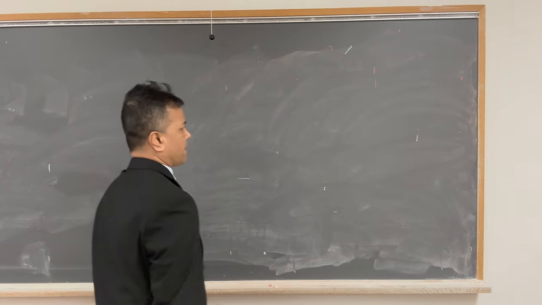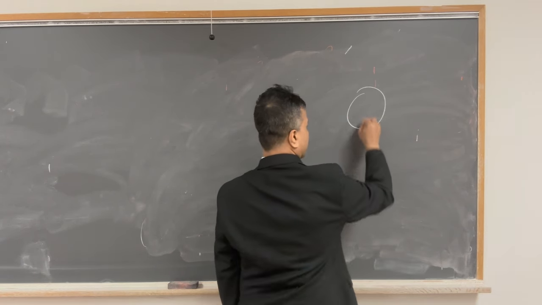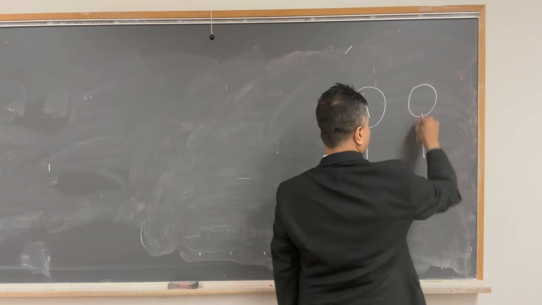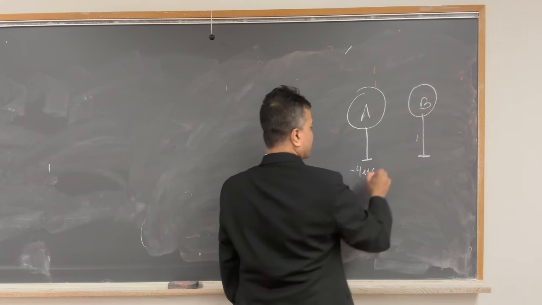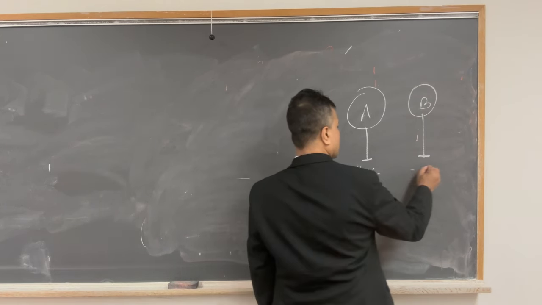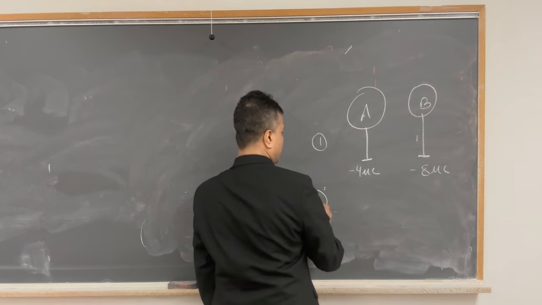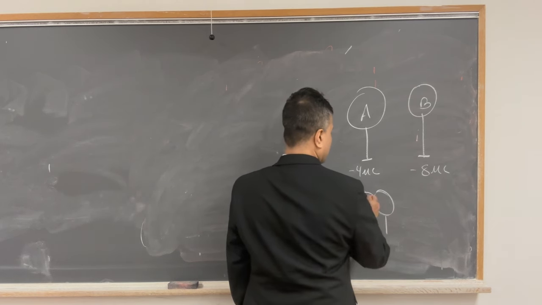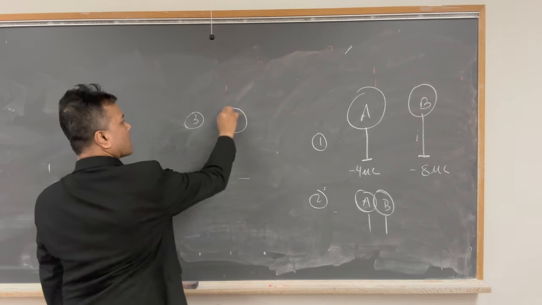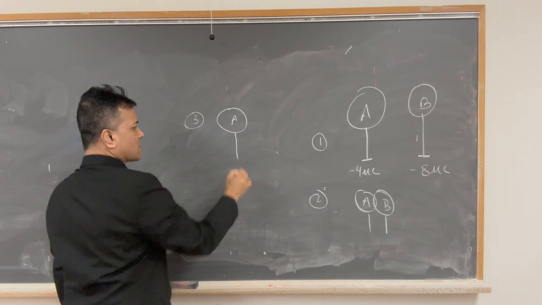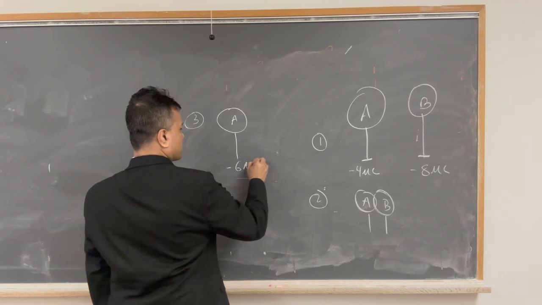Okay, the first problem is very simple. So let's say I have a sphere A and I have a sphere B. Sphere A has a charge of -4 microcoulomb. Sphere B has a charge of -8 microcoulomb. This is scenario 1. Scenario 2, I put them together, A and B. Scenario 3, I separate A. How much charge does it have? Okay, it has -6 microcoulomb.